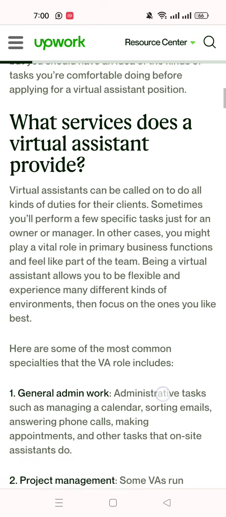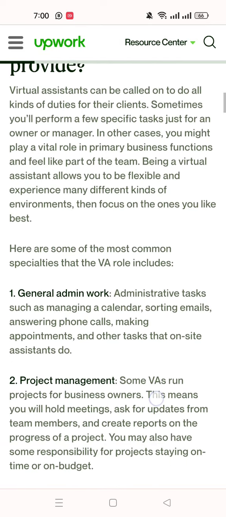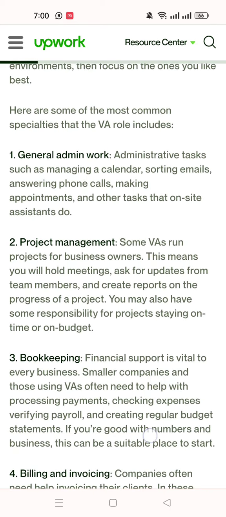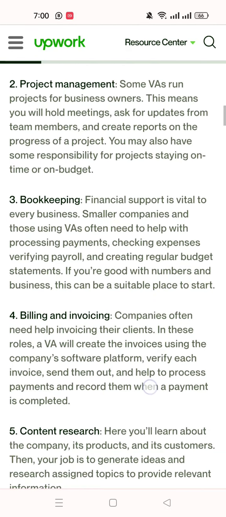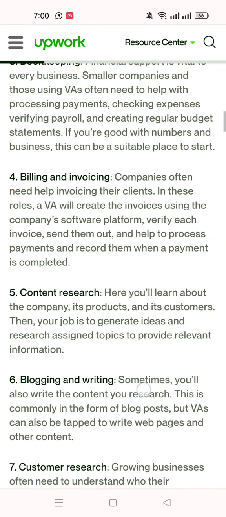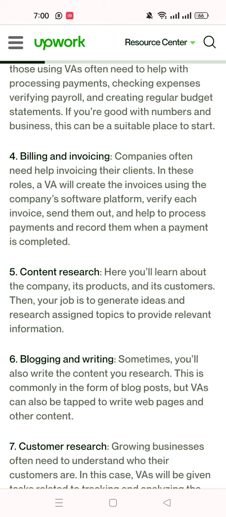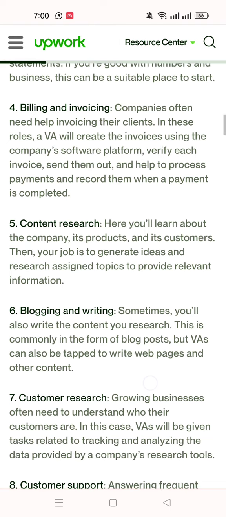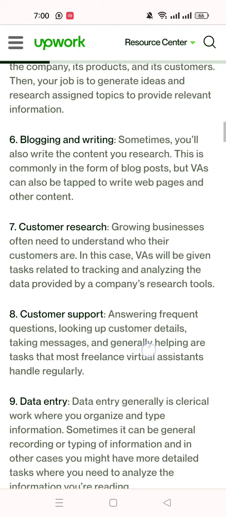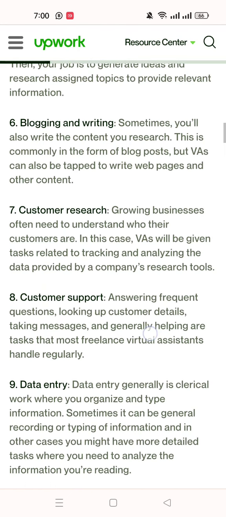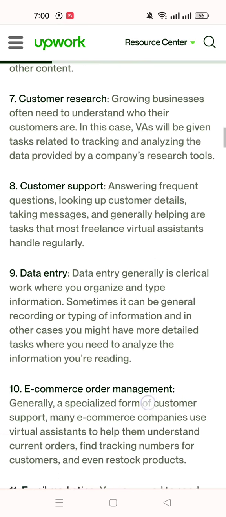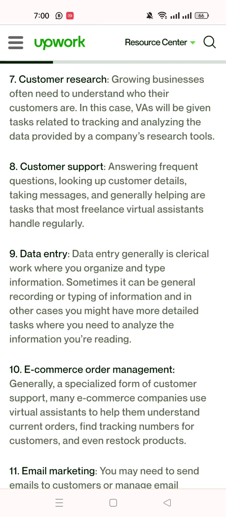So first is general admin work, second is project management, third is bookkeeping, fourth is billing and invoicing, fifth is content research, and number six is blogging and writing. Then number seven is customer research, number eight is customer support, and number nine is data entry. Data entry is generally a clerical work where you organize and type information. So 10th is e-commerce order management.